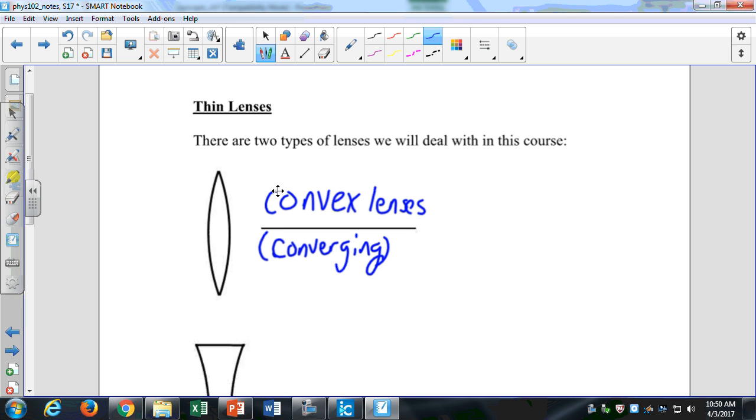These are akin to concave mirrors. So if we're thinking about mirrors and lenses and the stuff that they do to light, you'll see that these are a lot like concave mirrors. And by the way, concave mirrors are also converging devices.